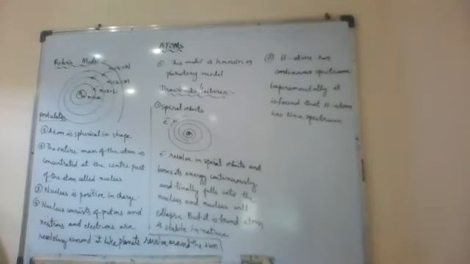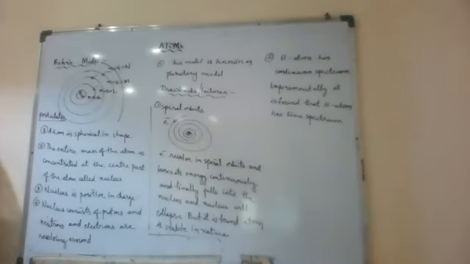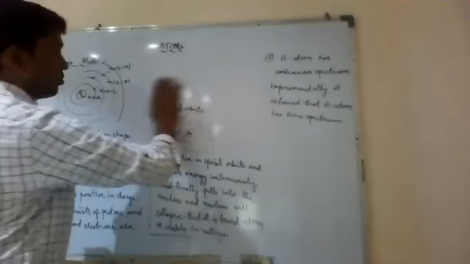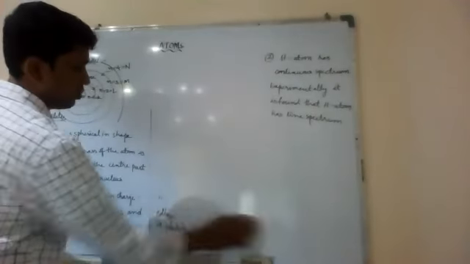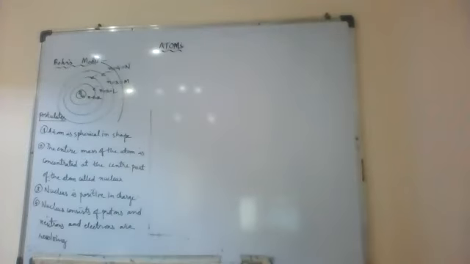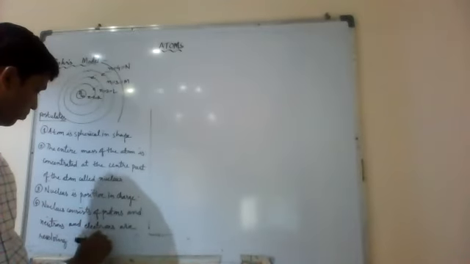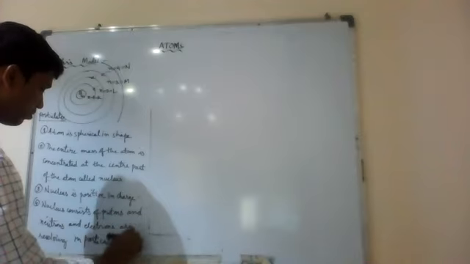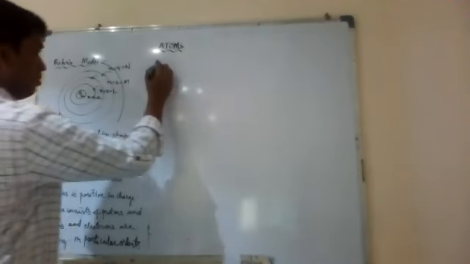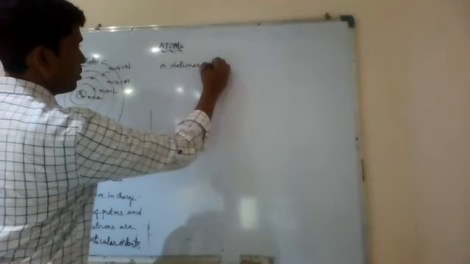The nucleus consists of protons and neutrons, and electrons are revolving in particular orbits. The remaining will remain. This is not there. So he says that they are revolving in particular orbits, or stationary orbits.